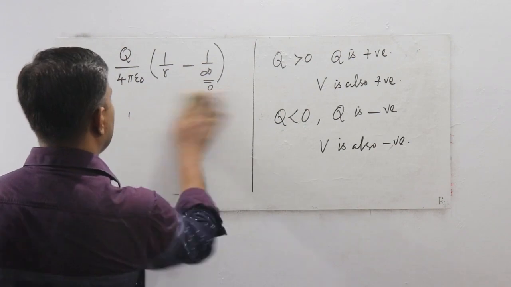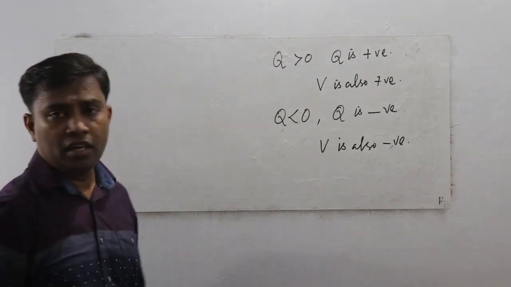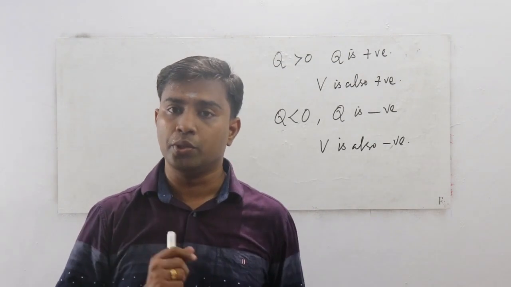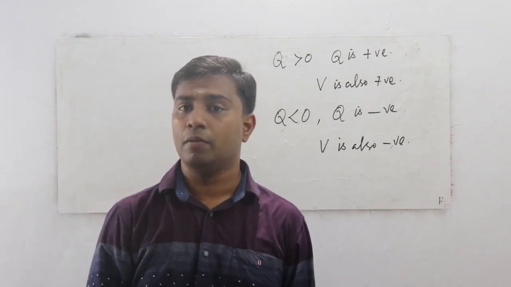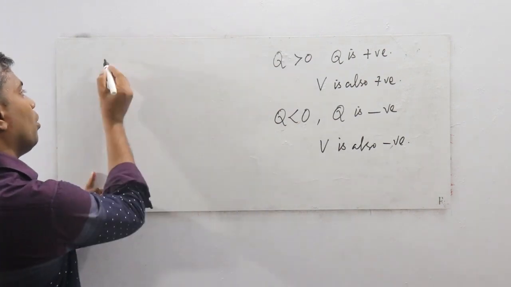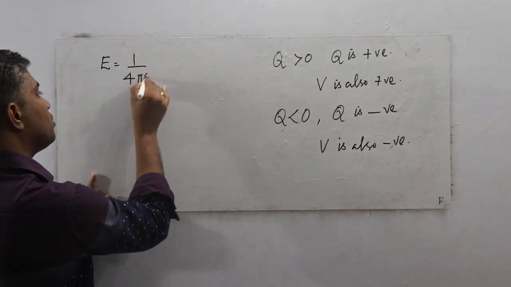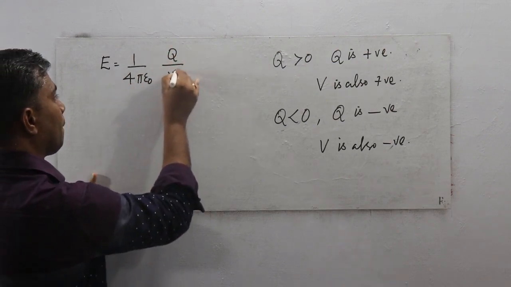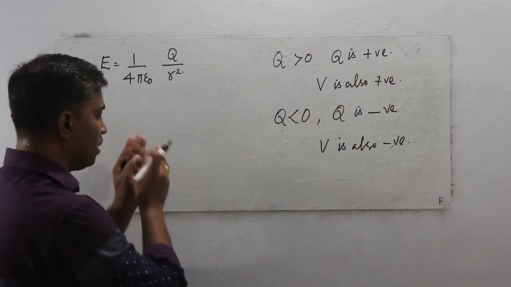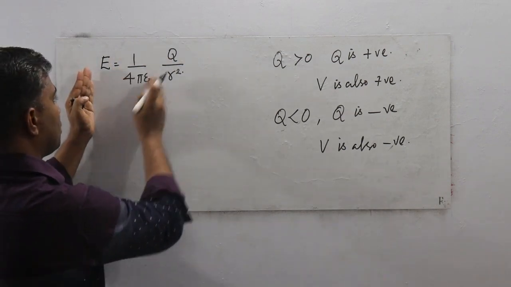Now we already studied the electric field at a point due to a charge. Now we study the potential at a point due to a point charge. So we know that the electric field at a point due to charge is given by E is equal to 1 by 4 pi epsilon 0 q by r square. R is the distance between the charge and the point. The same situation if we are considering.